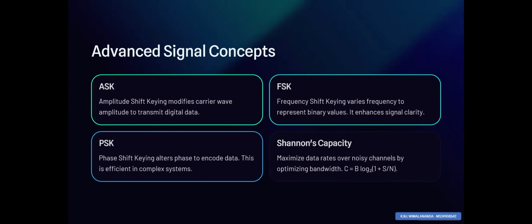Advanced signal concepts. To transmit digital information over analog channels, we use modulation techniques. There are three common methods. One is amplitude shift keying, known as ASK, which modifies the amplitude of a carrier wave. The other is frequency shift keying, FSK, which varies the frequency to represent binary values. And phase shift keying, known as PSK, changes the phase to encode data.